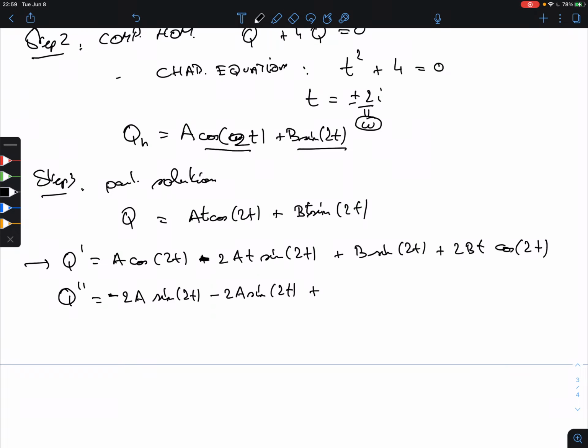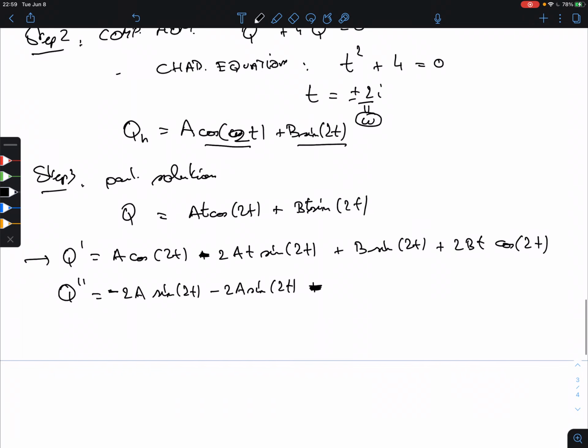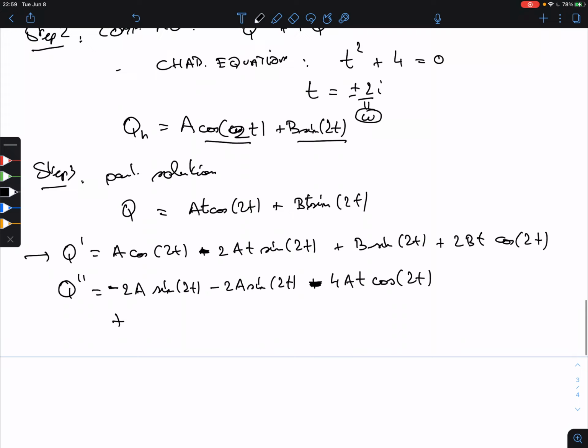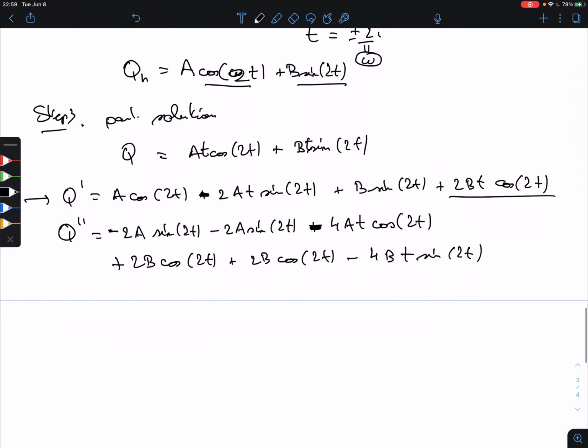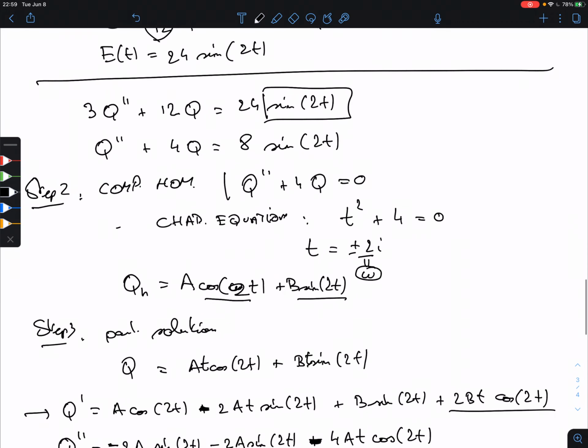No, not plus, minus, because the derivative of sine is cosine. So minus 4at. I'm taking the derivative of the sine part now. Right? That's cosine 2t. Okay. Plus the derivative of b, well, that is 2b cosine 2t. And then the derivative here, well, the derivative of t is just 1. So 2b cosine 2t. And then minus 4bt sine 2t.